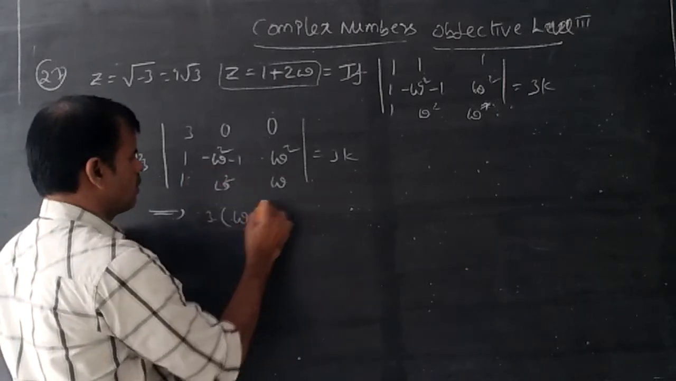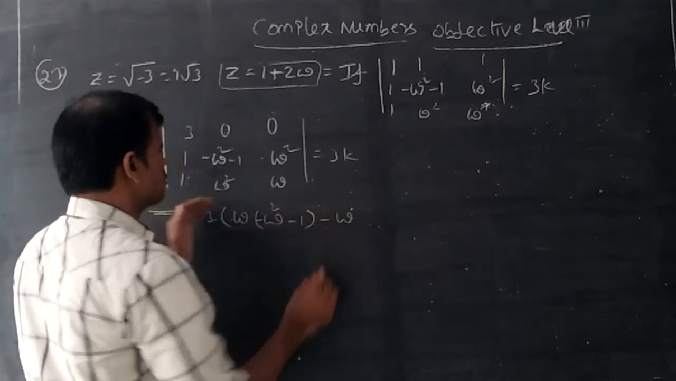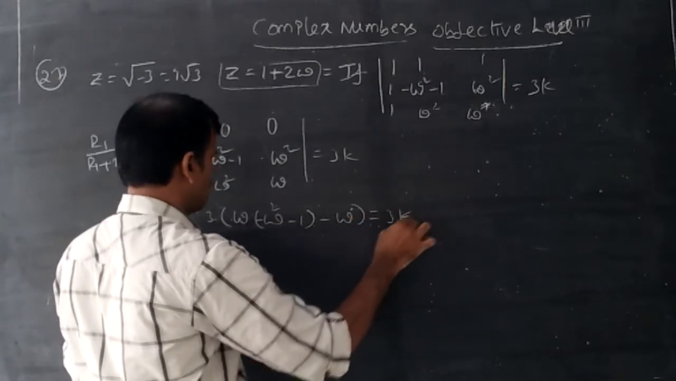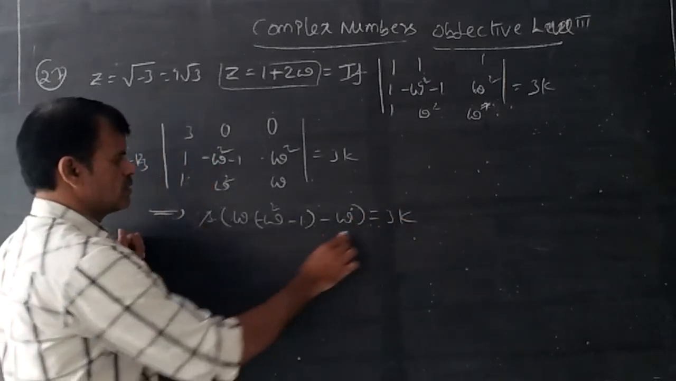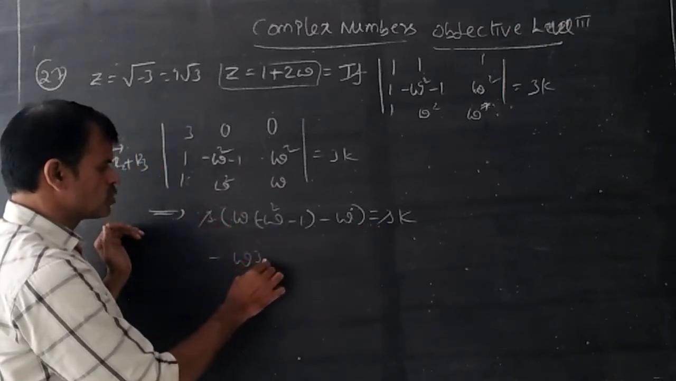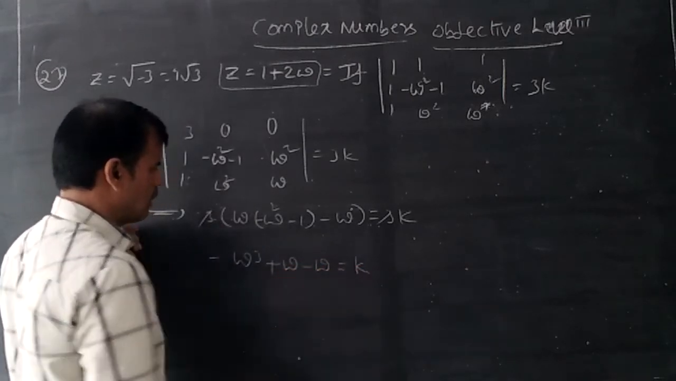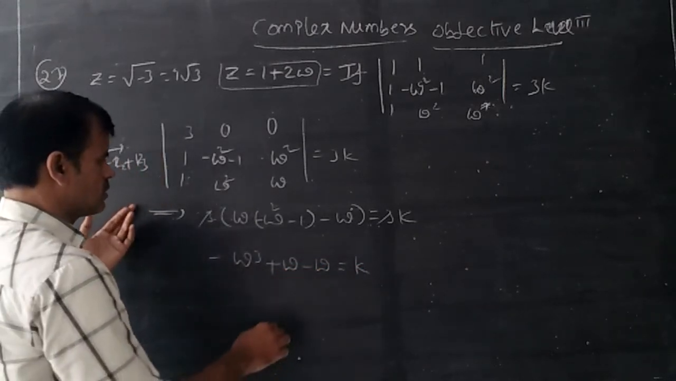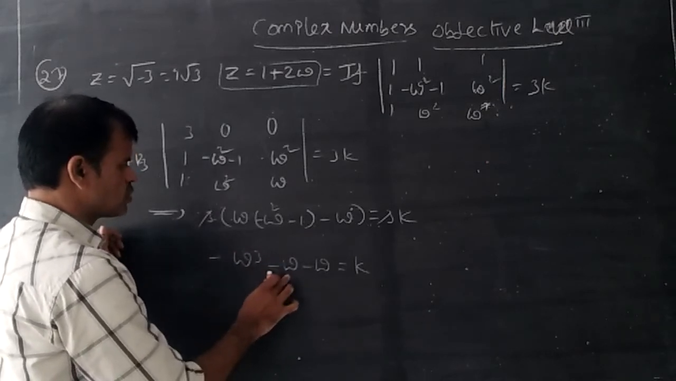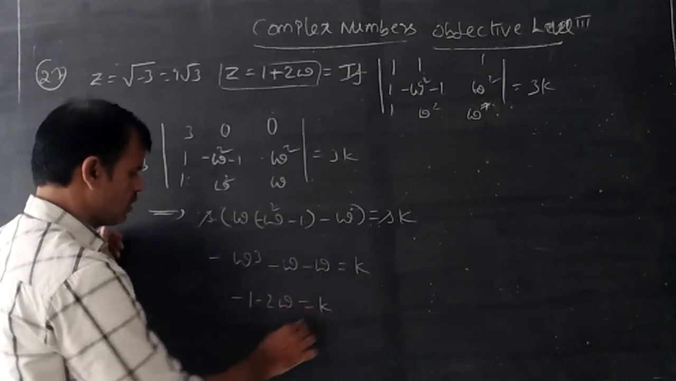3 into omega minus omega square minus 1 minus omega square into omega square becomes omega power 4, which is nothing but omega. So 3 into this 3 and this 3 will be getting cancelled. Minus omega cube plus omega minus omega equal to k. So omega minus, this is not minus omega. So minus omega minus, this is minus 1 minus 2 omega equal to k.